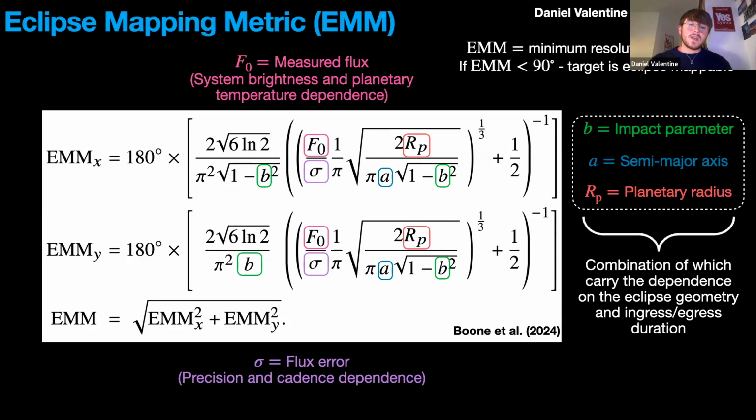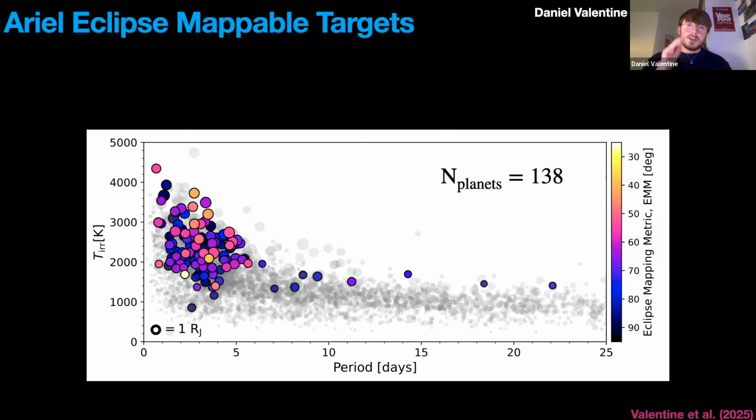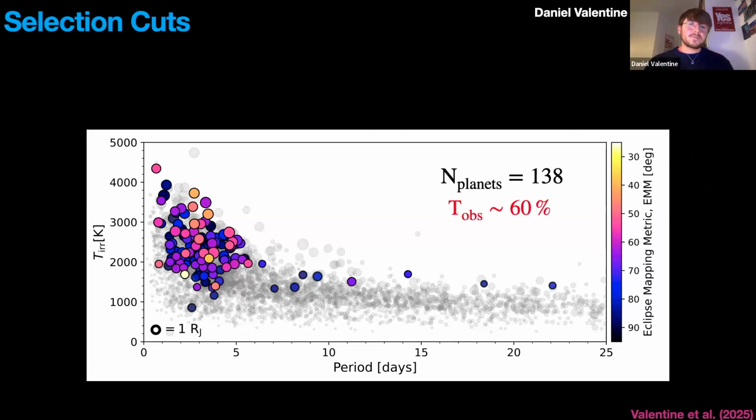So using this metric, we find that, with our proposed observing strategy, Ariel will be capable of mapping 138 targets using at least 1 out of 3 of its spectrographs, which is a great result for our population-level survey needs. But the question now is, how long would it actually take to observe all these targets? And the unfortunate answer is too long, about 60% of the mission lifetime. So what we clearly need are some selection cuts.